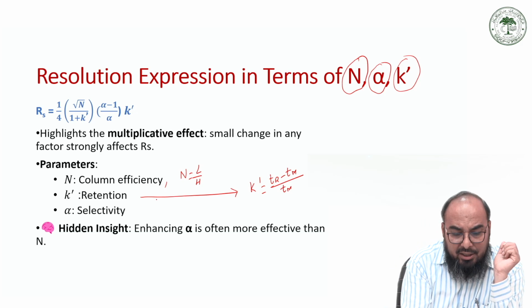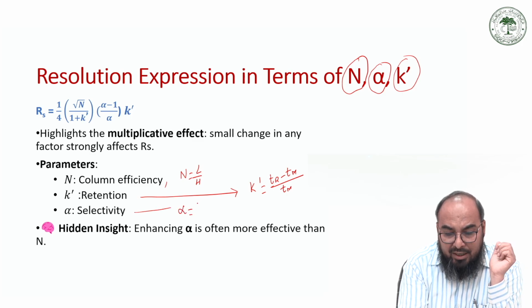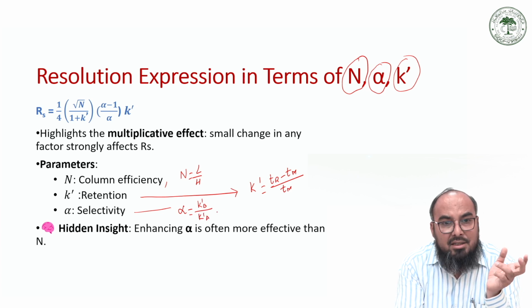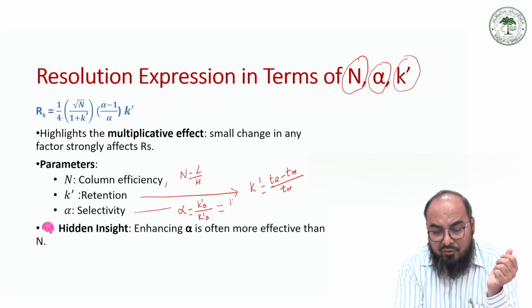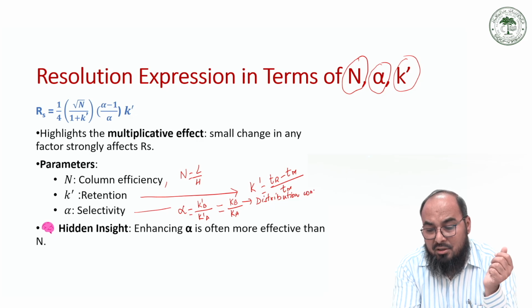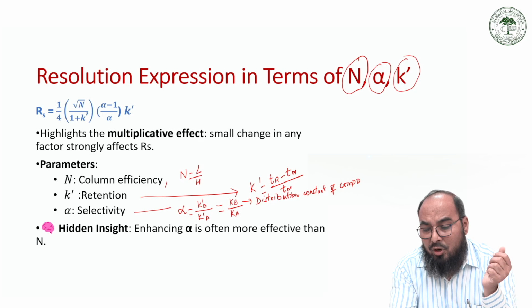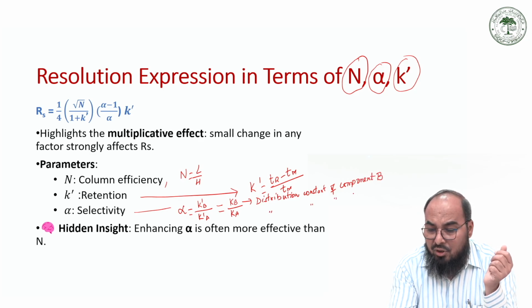Similarly, we have selectivity, another important factor. Selectivity may be defined as K dash of B upon K dash of A, that is in terms of the retention factor. It can also be given in terms of capital KB upon capital KA, that is the distribution constant, the distribution constant of component B upon the distribution constant of component A.